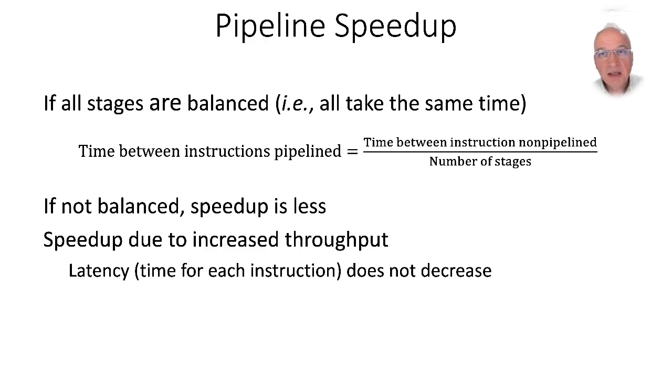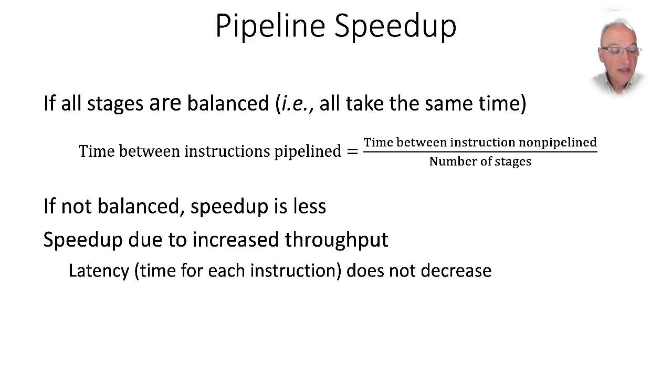Now, the speed up that I have in the pipeline is not because I increase latency, it is because I increase throughput. Throughput is the number of things that I can do per unit of time. So I can complete more instructions per unit of time, but the time that it takes for me to do a single instruction is the same as before. It does not decrease. Actually, in some designs, the time to complete a single instruction may be longer when you have the pipeline, because you need to have the coordination between the stages.